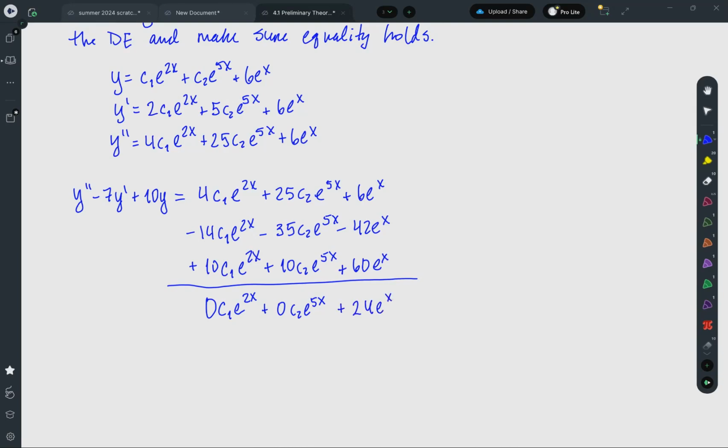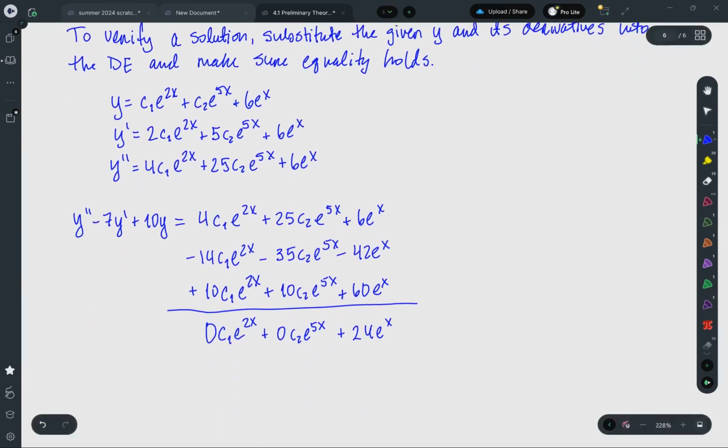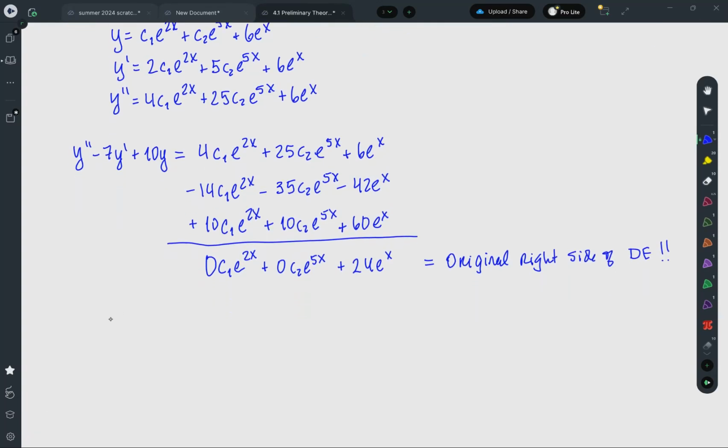Okay, is that what the original differential equation was equal to? Yes. So this equals the original right side of the differential equation. Okay, so the function that was given is a solution to the differential equation, because when we plugged it in, our equality held.